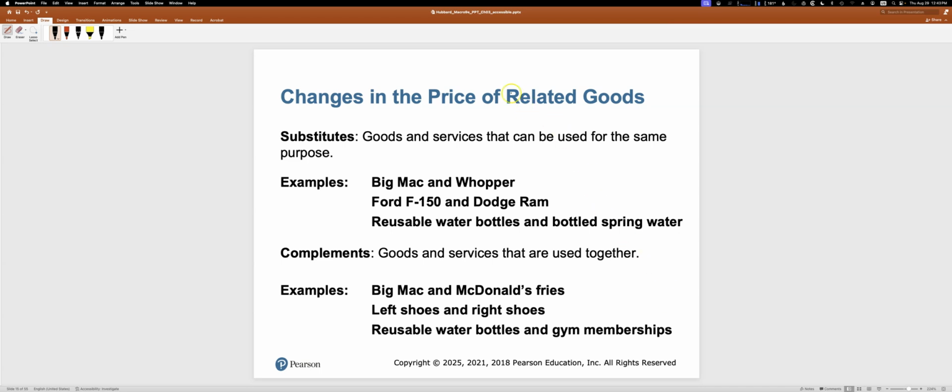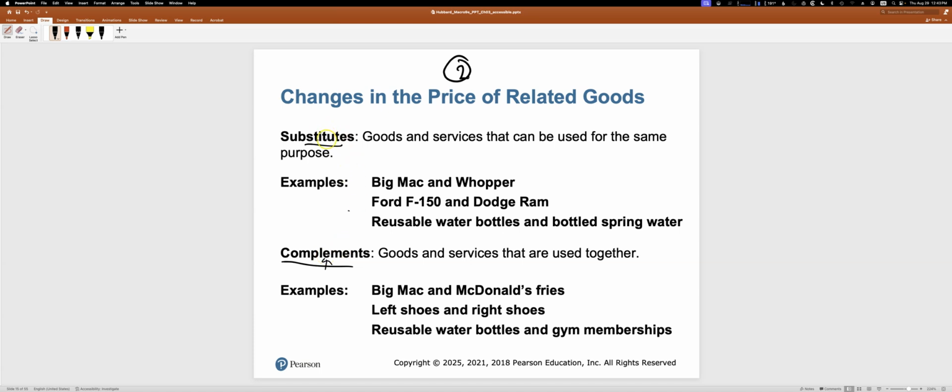Okay, variable number 2. Changes in the prices of related goods. There's two kinds of relationships that exist, substitutes and complements. Complements is spelled with an E, not an I. Complement with an I would be like, you're good looking. This is complements with an E, meaning that they're used together.